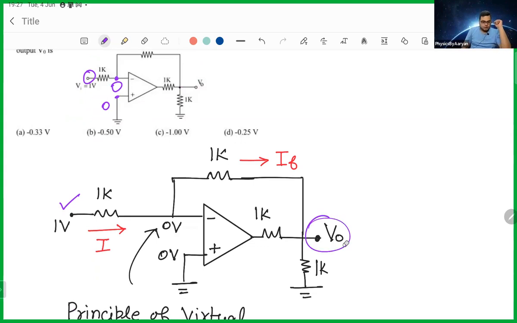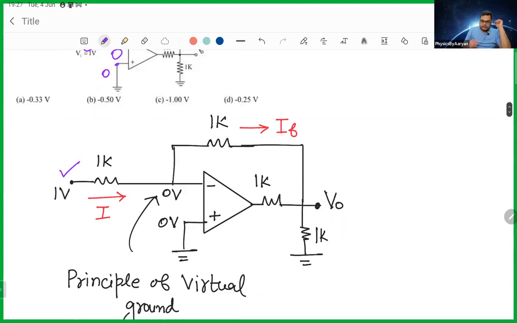So what is the current here? What is the current in the input? 1 minus 0 by R. We just saw in the last class, 1 minus 0 by R. So 1 minus 0 by resistance, which is 1K.